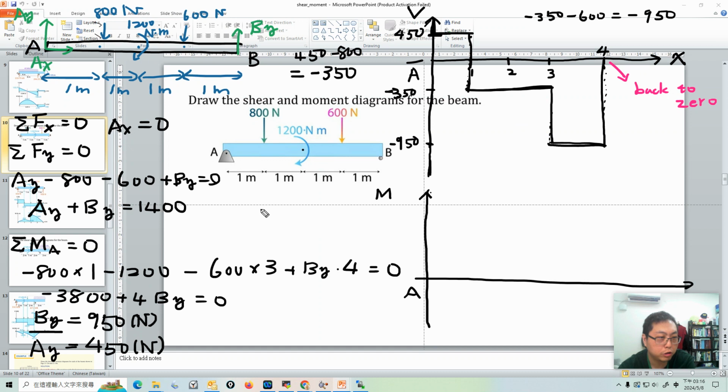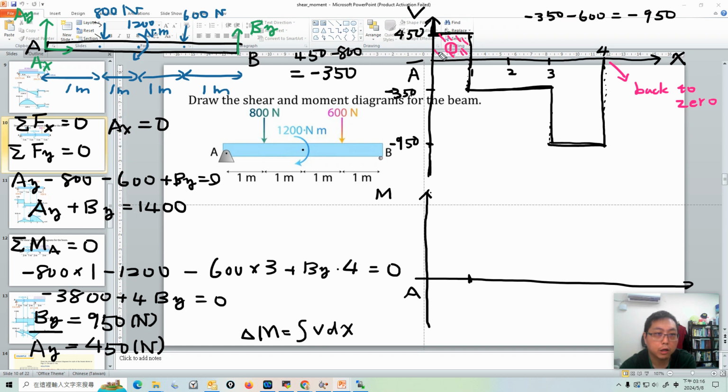For the moment diagram, just keep in mind that the change of the moment equals the area under the shear diagram. We're drawing from 0 to 1, starting from 0. Let's calculate the area.